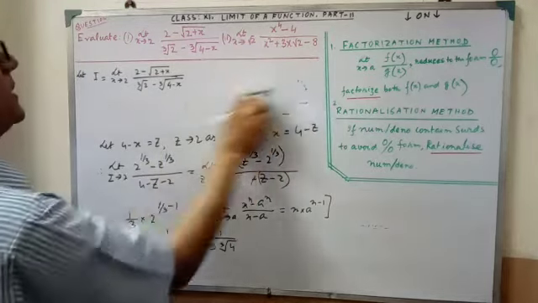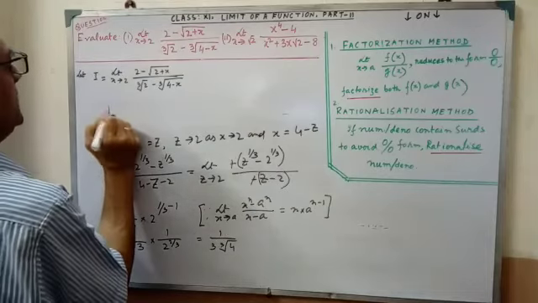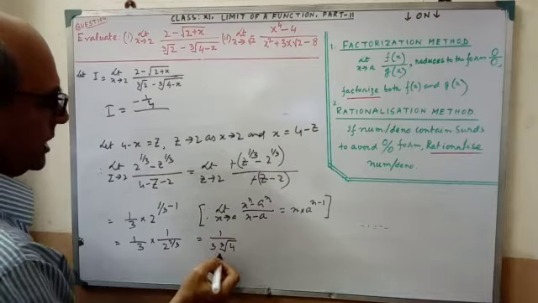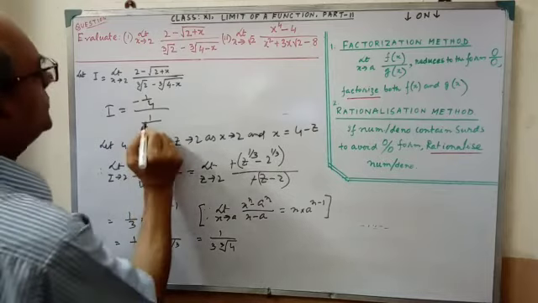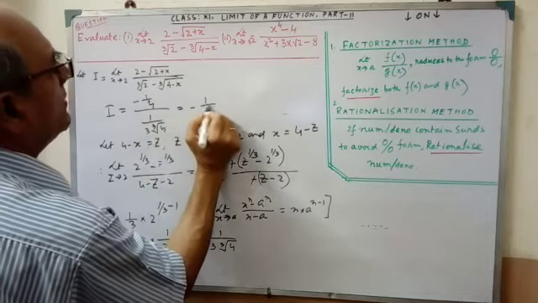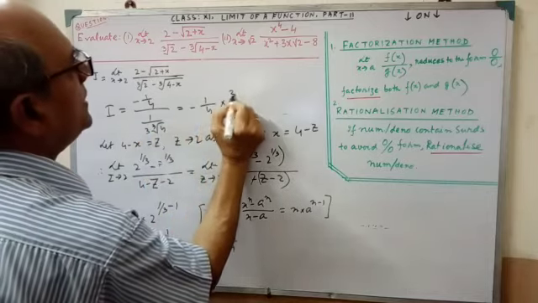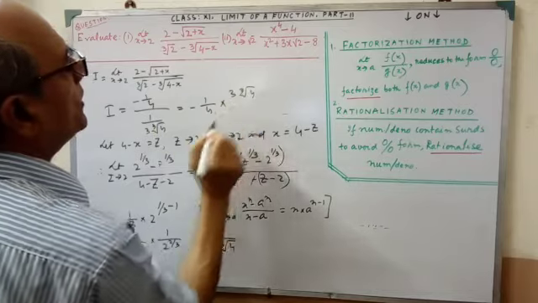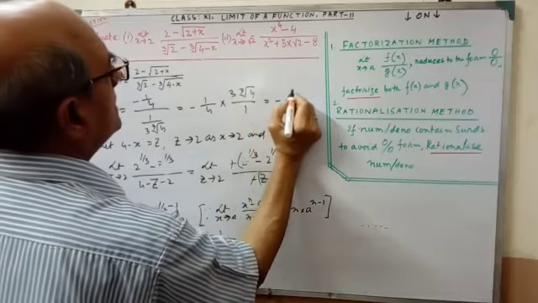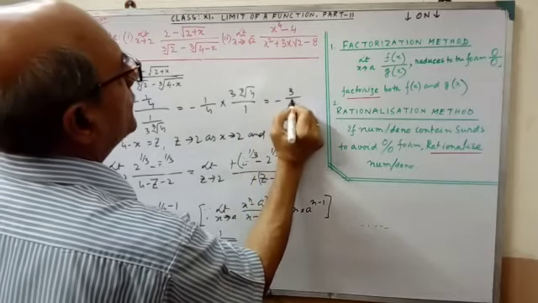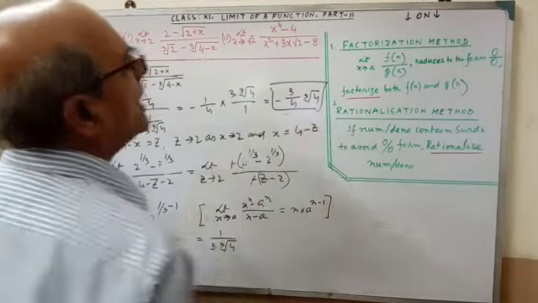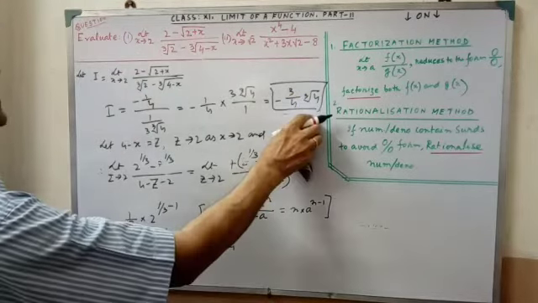So we may proceed to the next step. See the next step. I equal to, we got there 1 by 4, and here we have got 1 by 3 cube root 4. By simplification, minus 1 by 4 into 3 cube root 4 by 1. That means minus 3 by 4 cube root 4. This is the answer. Up to this, the sum is completed.